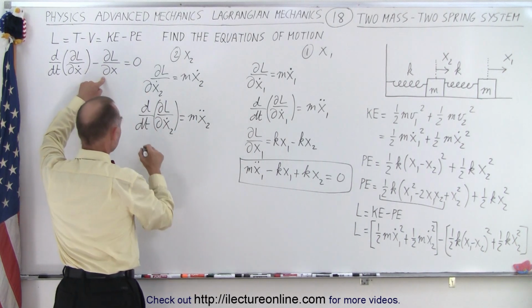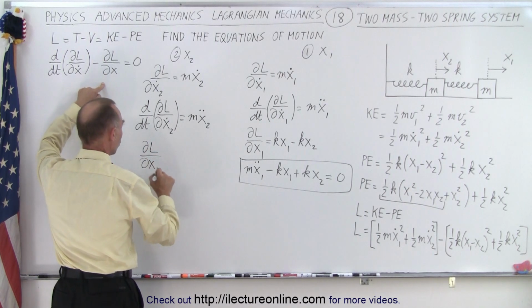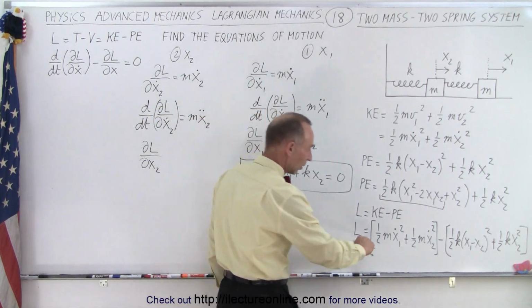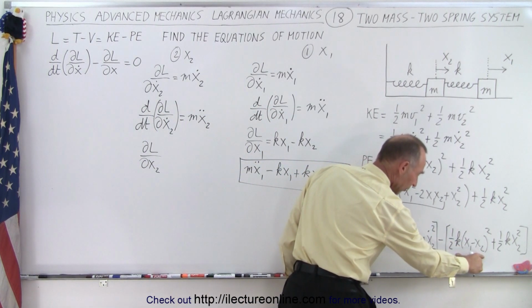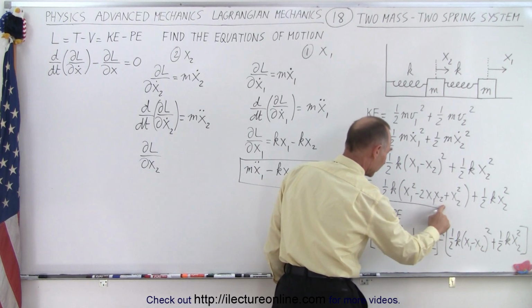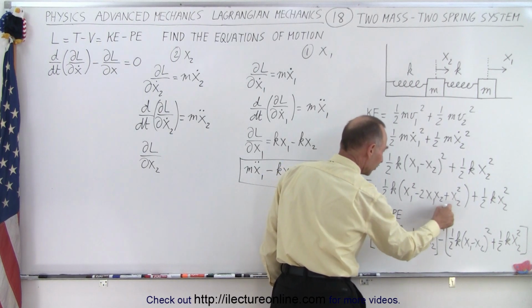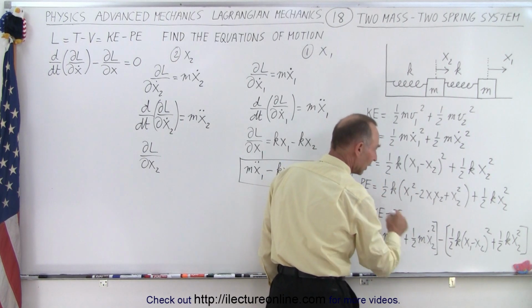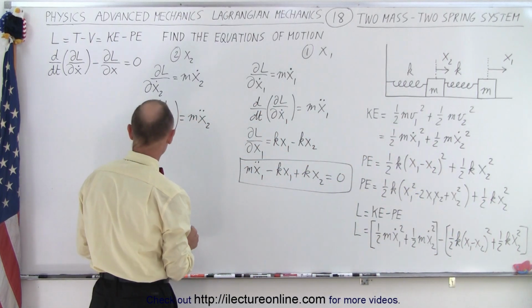And now we need to find the partial derivative of the Lagrangian with respect to x2. And notice that all these go to 0. And this doesn't go to 0. So we have to now consider this part right here with only the x2 variables. The x1 variable will go to 0. And then we have another x2 variable there. All right, so let's do that.